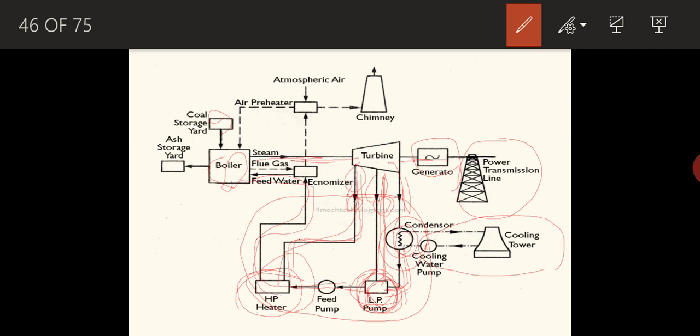Okay, in between you can see the water will pass through the economizer. This is one of the important components of the steam power plant. Once this water passes through the economizer, you can see a flue gas line is coming from the boiler.